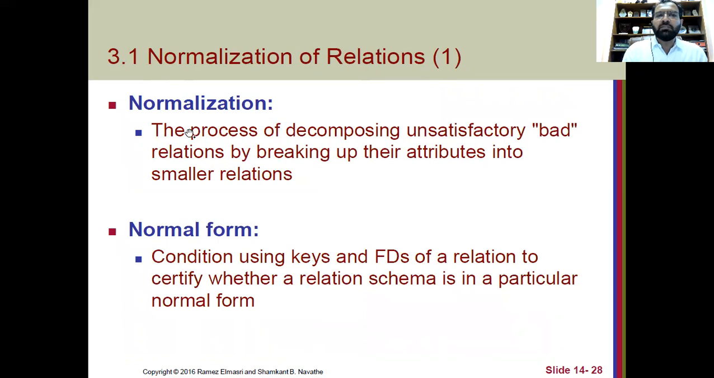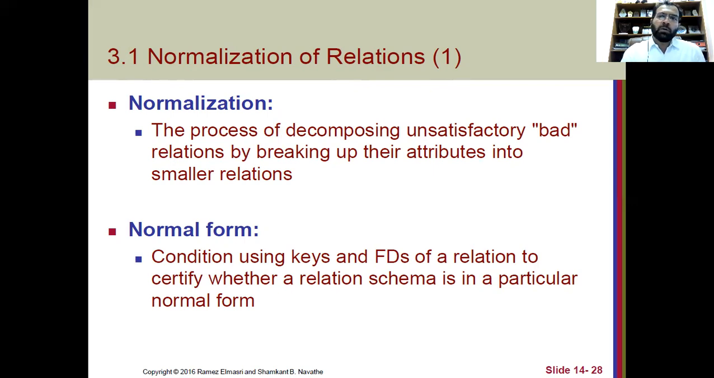So normalization is what? It is a process of decomposing unsatisfactory bad relations by breaking up their attributes into smaller relations. So you can say that in a database, normalization itself is a process. What type of process? It is a process which removes all kinds of anomalies which exist in any relation. And what are those anomalies? Either that anomaly can be an insertion anomaly, deletion anomaly, or an update anomaly.